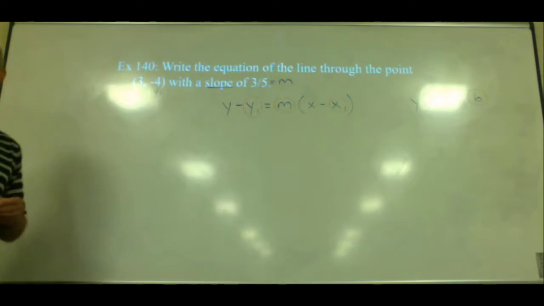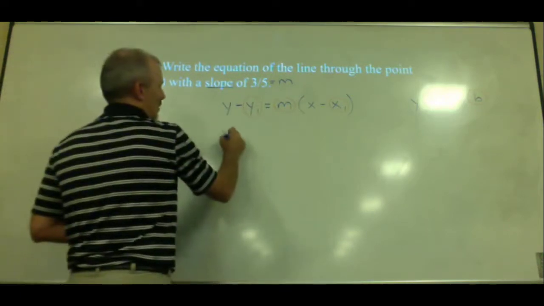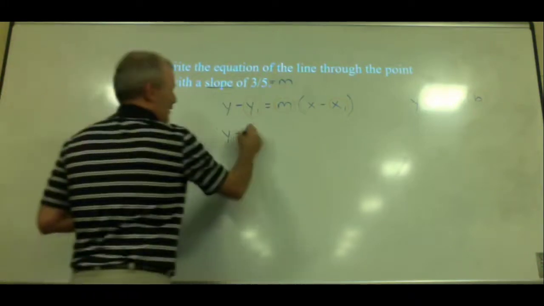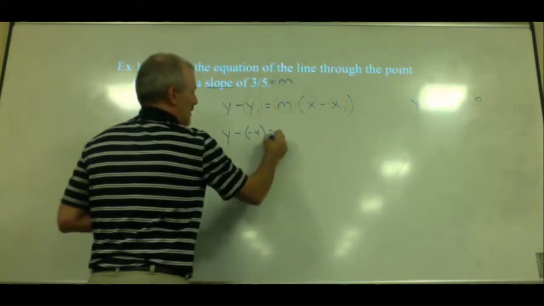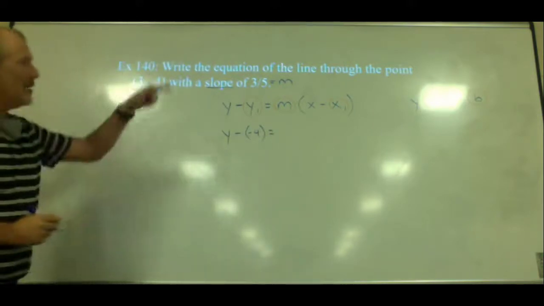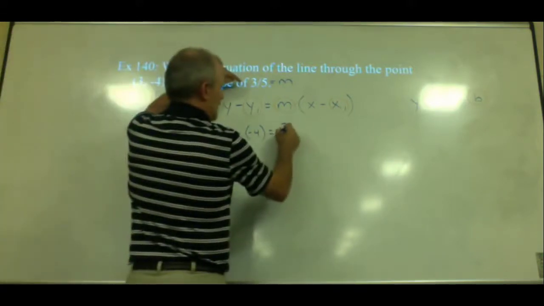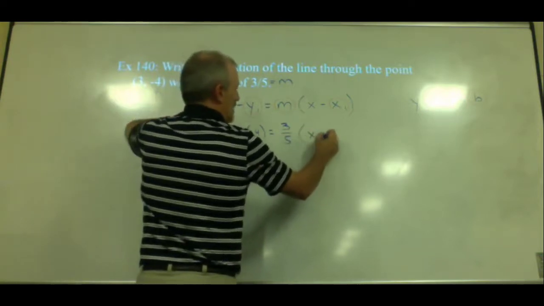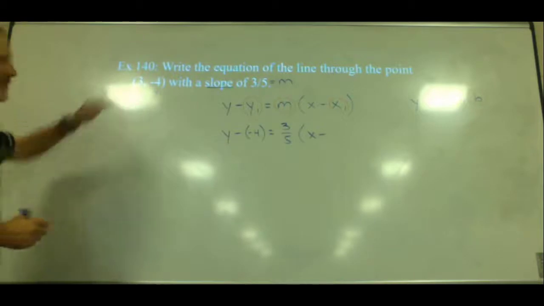Okay, and then we just fill in the blanks. y minus, yep, y minus -4. Which is plus 4. Yep, we'll switch that in just a second, but yes. And then m is 3/5. And then we have our parentheses, x minus, and then the x1 is 3.